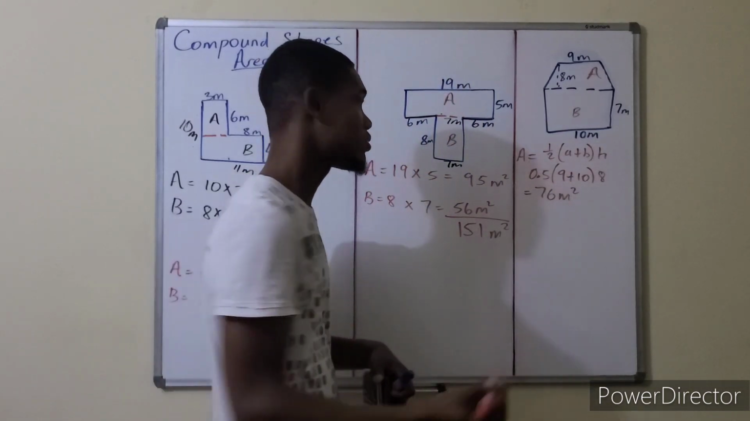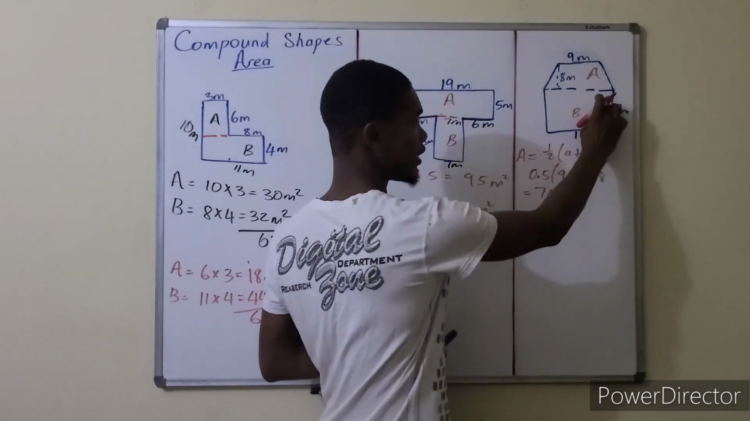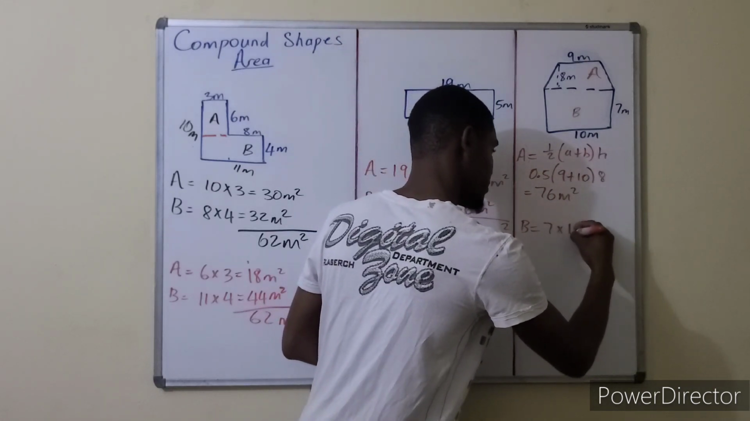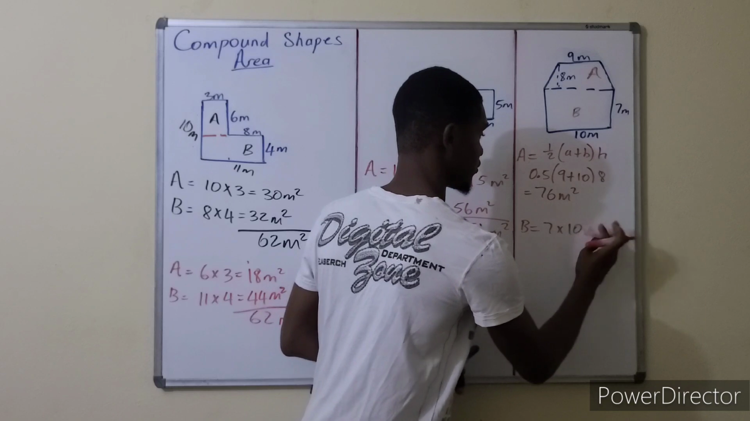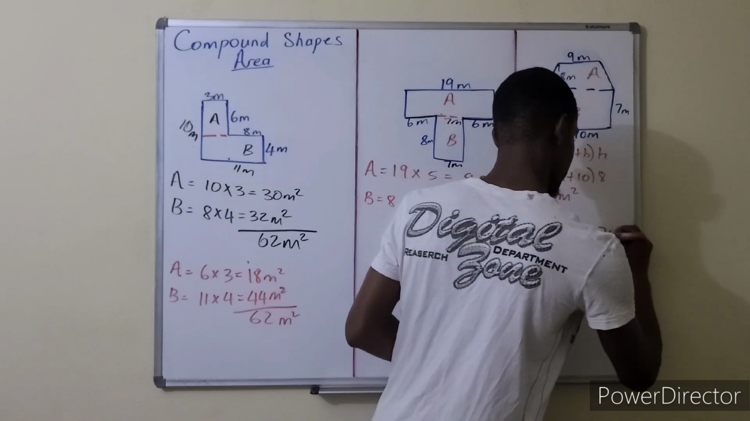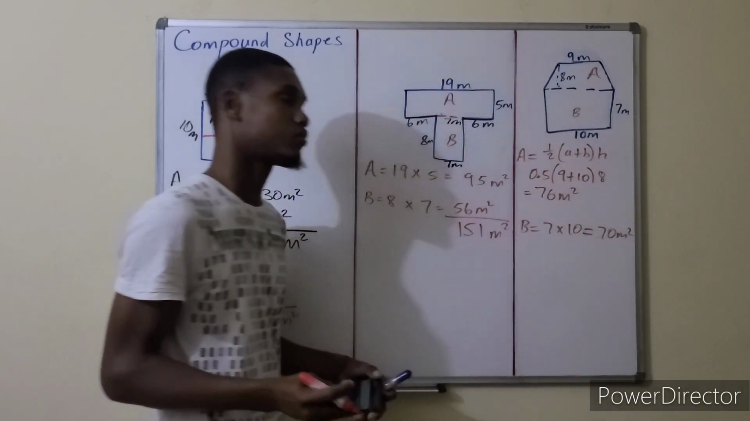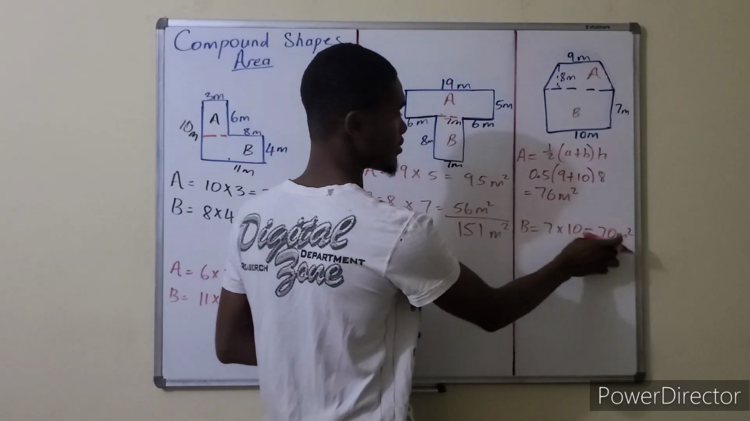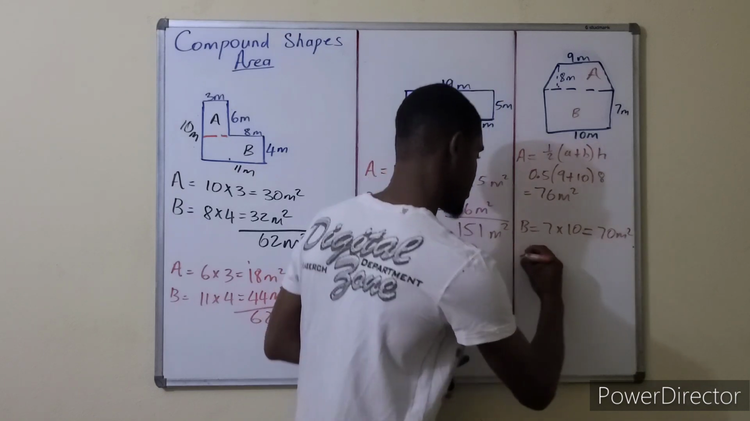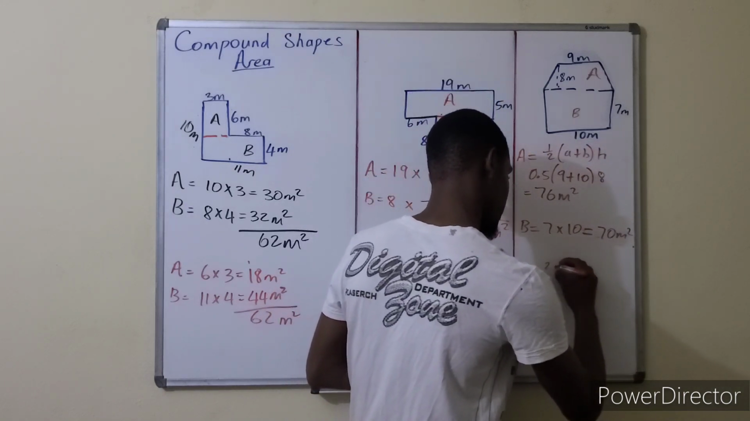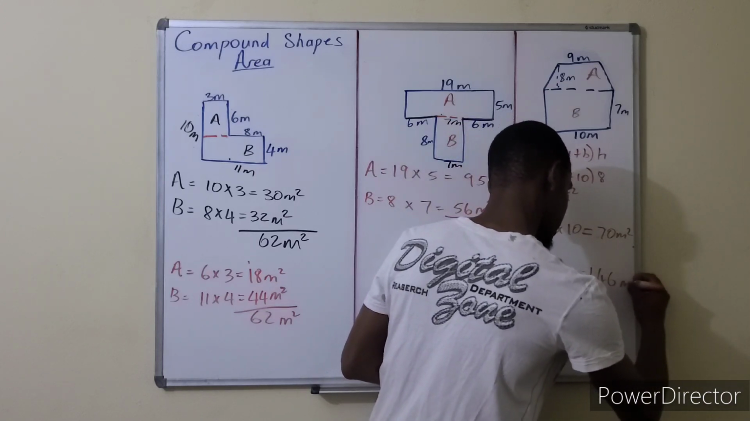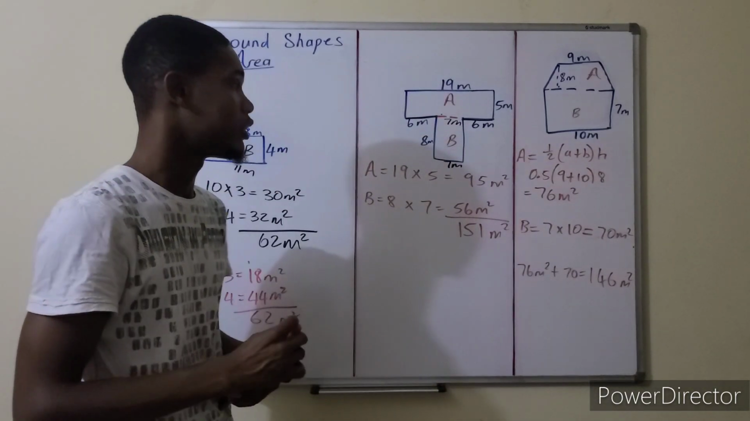And then you do the same process now for shape B. Looking at it, it's a rectangle, so you use the rectangle formula. So that becomes 7 times 10 equals, and you work that out, 70. That would be the answers for the little pieces. And now for the final answer, you just simply need to add them. So it's going to be 76 meters squared plus the 70, and that would give you 146 meters squared, and that would be your answer.